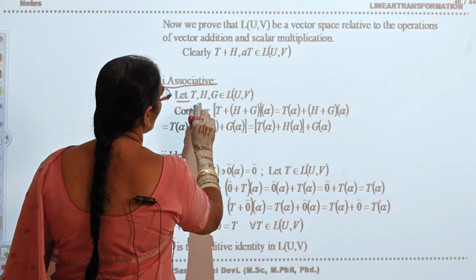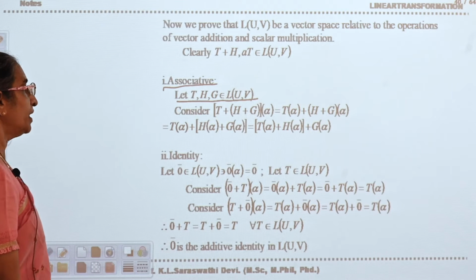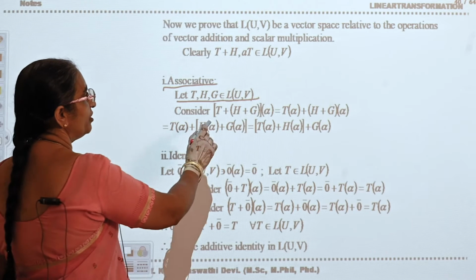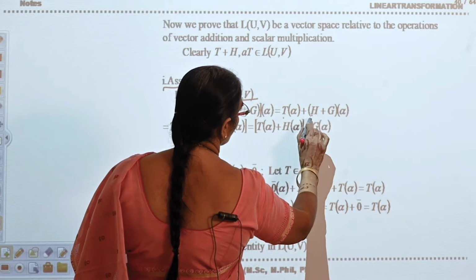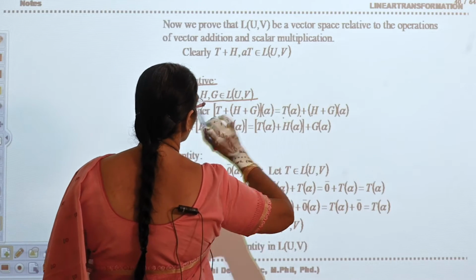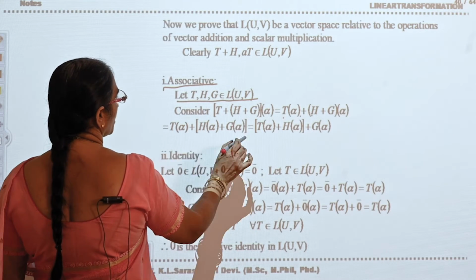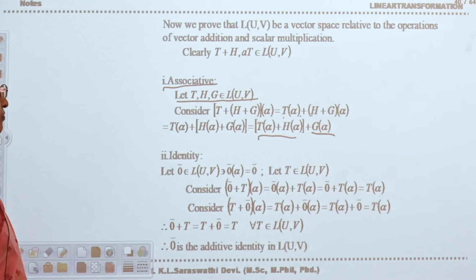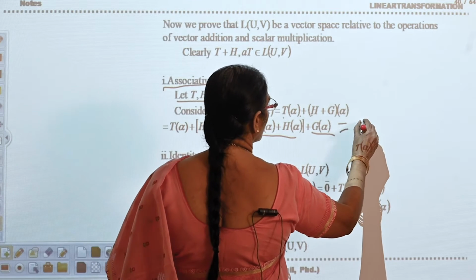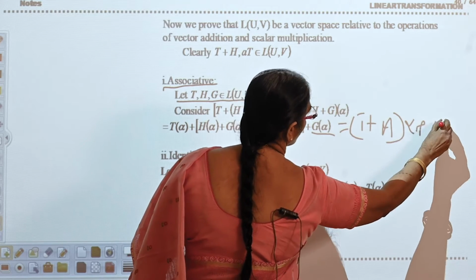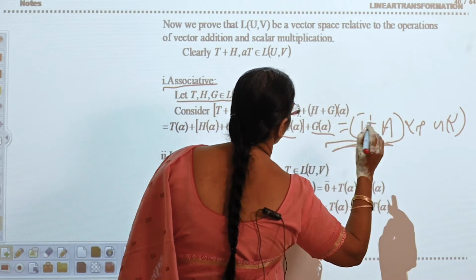Now, associativity. Let T, H, G belong to L of UV. Okay. T plus H plus G of alpha is equal to, by definition, T of alpha plus H plus G of alpha. So, by definition it is T of alpha plus H of alpha plus G of alpha. So you can group these two together and this together. Okay, T of alpha plus H of alpha is equal to T plus H of alpha, plus G of alpha. This you can also write as T plus H plus G of alpha. Okay, this you can write.